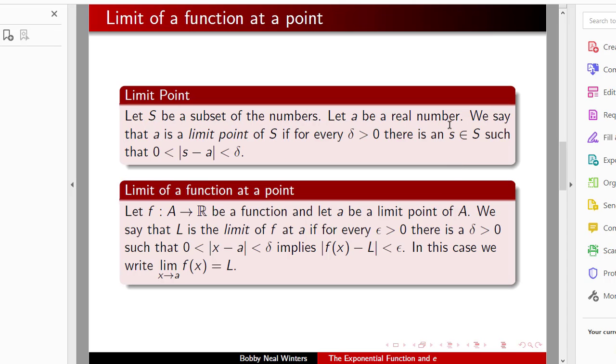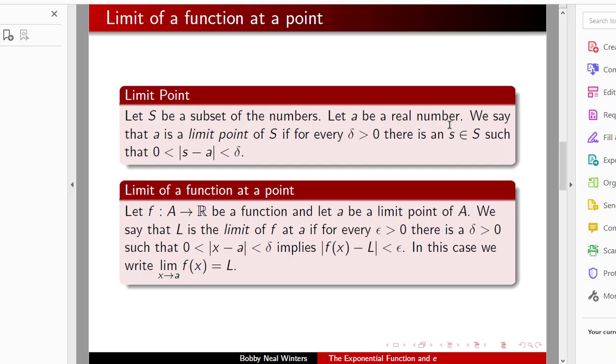Okay, so now I'm going to shift gears a little bit, and we're going to talk about limits of functions. We've had limits of sequences. We've not talked about limits of functions. Let's start out with a definition.